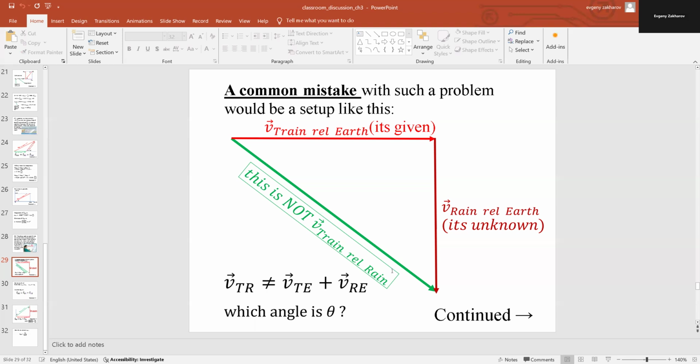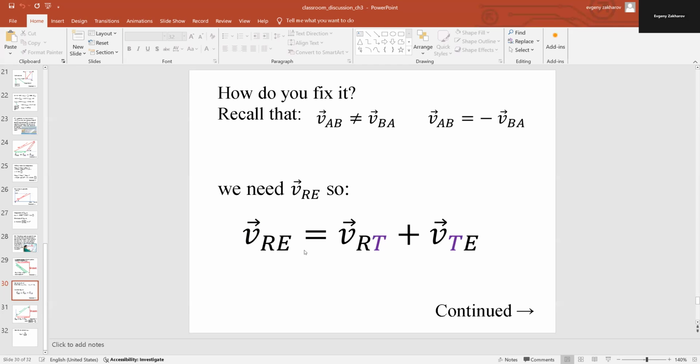That's what's given. So this is your mistake on subscripts. It's not train relative to rain, it's rain relative to train. So remember, A with respect to B is not the same as B with respect to A. And you can fix the order of subscripts by introducing a negative to it.